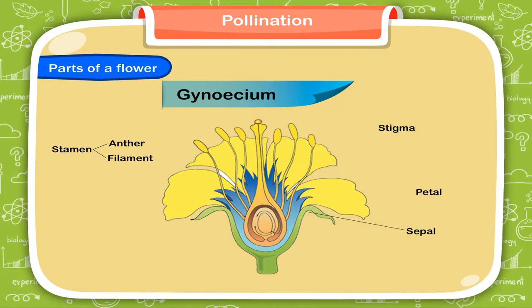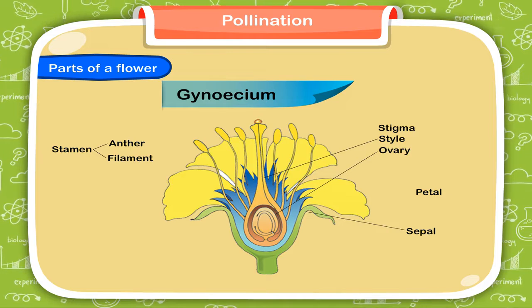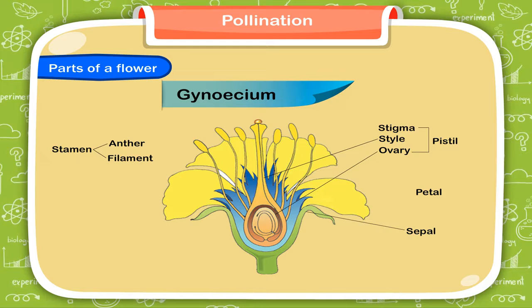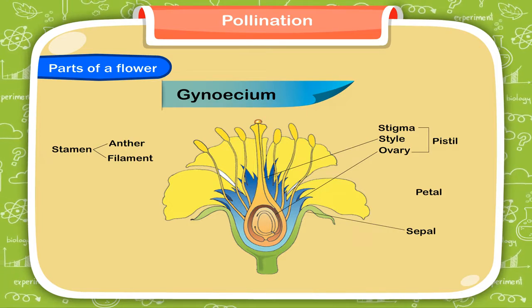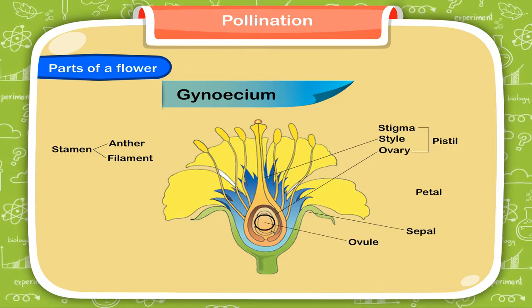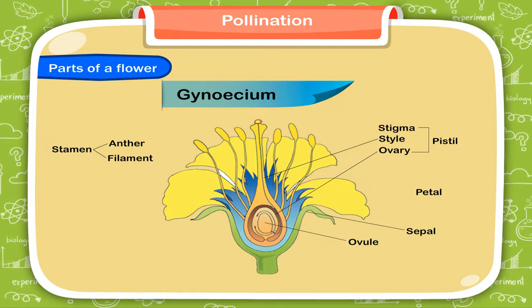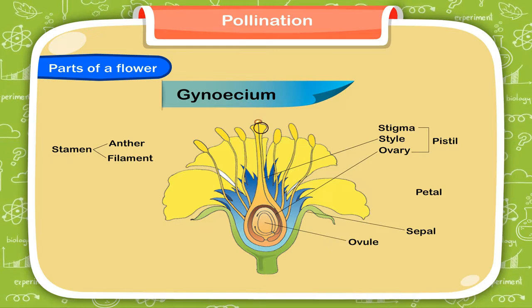Gynoecium. It is the innermost roll of the flower. It is the female reproductive part of the flower and consists of one or several units called carpels or pistils. The basal swollen part is called ovary, which bears one or few round structures called ovules. The upper part of the ovary joins with a short tube-like structure called style. The uppermost part of the style is called stigma.